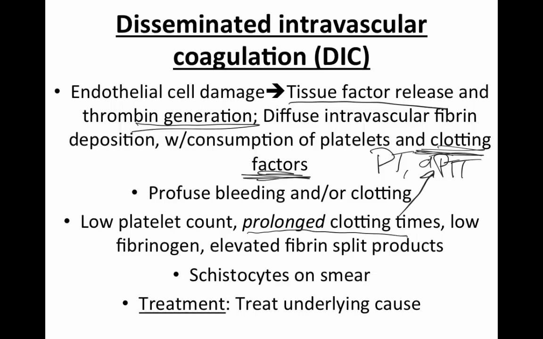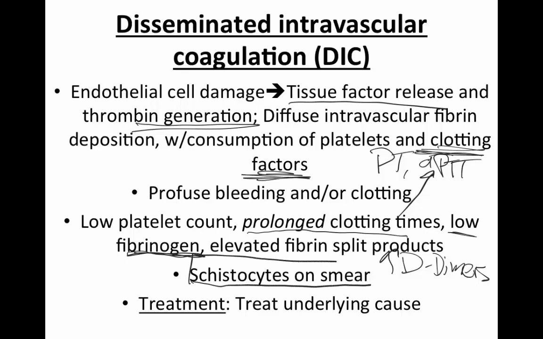The fibrinogen, which if you go back to the clotting cascade, is at the end of the clotting cascade, the bottom of it rather, is low because clotting factors are used up, so this is chewed up. And with fibrinogen being used up, you get the product of fibrinogen being activated, fibrin being used up, and you get fibrin split products being increased. You also get increased D-dimers. And on the peripheral blood smear, you'll see schistocytes. Schistocytes are fragmented red blood cells.